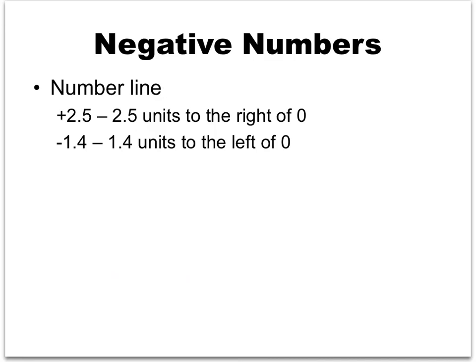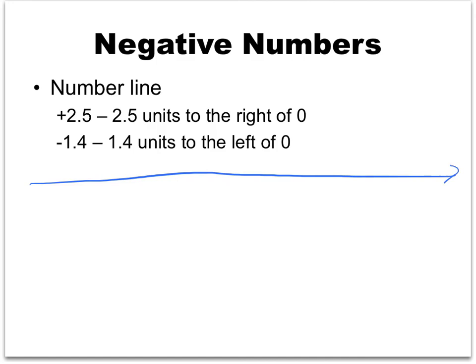Let's look at a third context in which to interpret negative numbers, and that's dealing with number lines. The number positive 2.5, we could think of as meaning that we're 2.5 units to the right of zero. Just like with temperature, 0 degrees is like a starting point. On a number line, 0 is a starting point. 2.5 means that we're to the right of 0, 2.5 units to the right. But if we're at negative 1.4, that means we're 1.4 units to the left of 0.